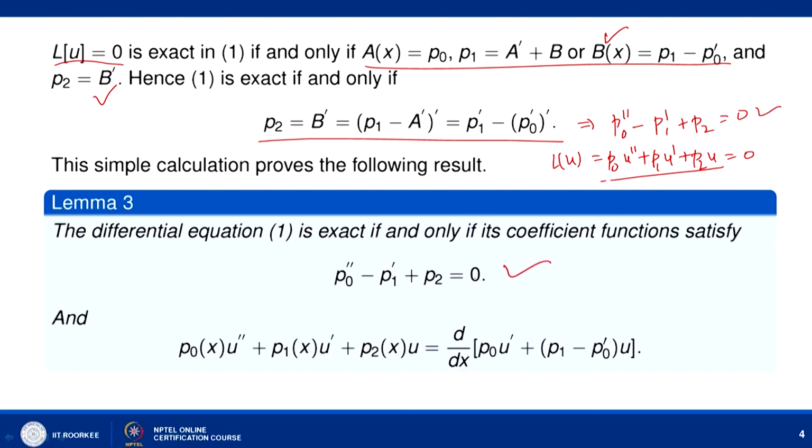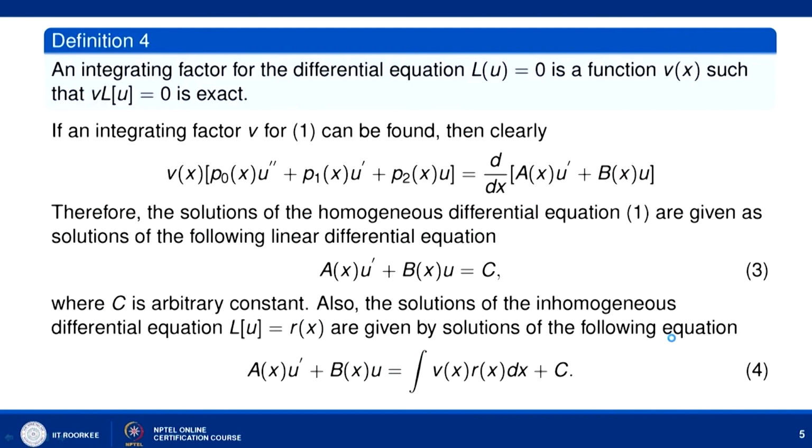And not only this, we can also write the equation P naught x u double dash plus P1 x u dash plus P2 x u equal to d by dx of, now a is P naught here, a u dash plus P1 minus P naught dash u. So, this is the value of b which we have calculated here. So, I can write this as d by dx of P naught u dash plus P1 minus P naught dash u. It means that not only are we able to find the exactness condition, which is given by this, but we can also write this differential form as the derivative of this expression.